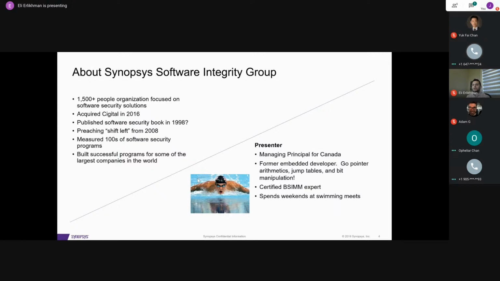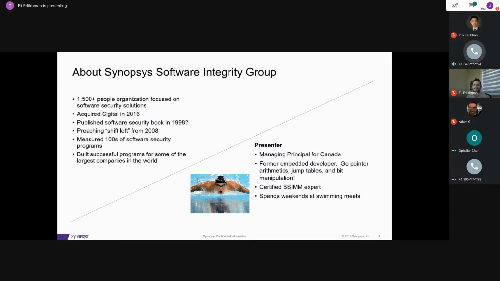About myself, I'm a managing principal, so I've been with the company for about 6 years. I'm a former embedded developer going back to the 1990s. If you know anything about embedded development and want to talk to me about pointer arithmetic, jump tables, bit manipulation, bit shifting, let me know, and we can talk about ISRs and printfs, and probably I'm going to get too excited thinking back to how I started.